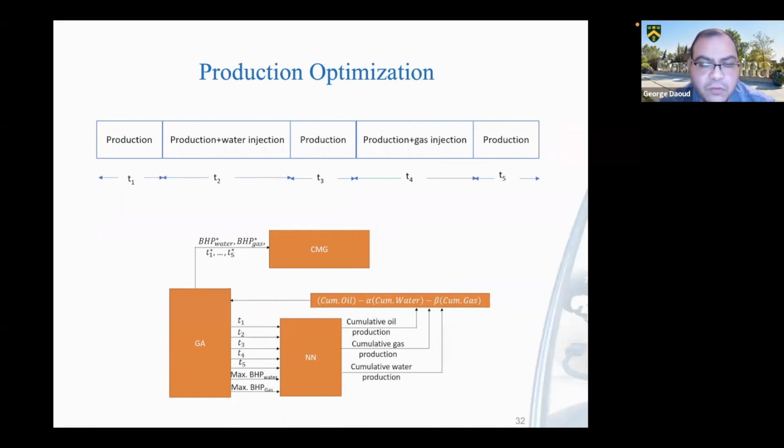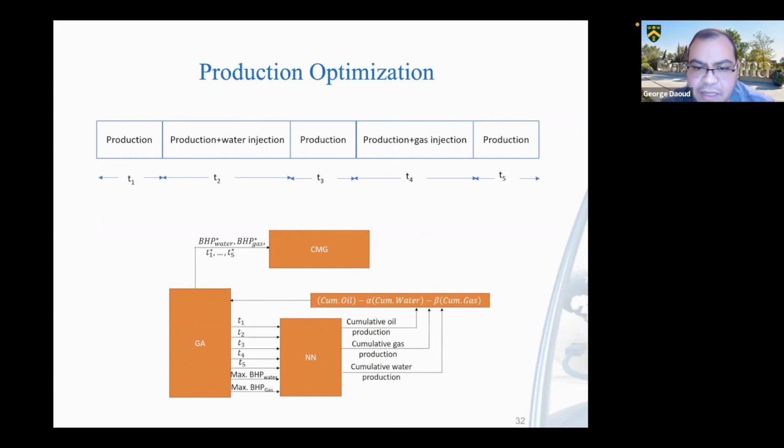So we trained a neural network model, shown below, and this neural network model will take these 7 inputs and produce 3 outputs, which are cumulative oil production, gas production, and water production. Then this is applied to a genetic algorithm to maximize an objective function. The objective function is that we want to increase the oil production, but because of economic aspects, there is a penalty for water produced and gas produced.